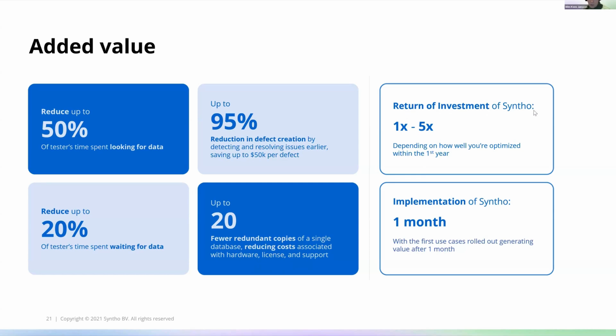In terms of the return on investment of Syntho, we see that it is 1 to 5 times in the first year, depending a bit on how well you are optimized within that year. And we see that the typical implementation of Syntho takes 1 month, and that's also the case for every new customer. What we state in the implementation plan is to make sure that within 1 month you are set, ready to realize that value and get the test data in your test environments.